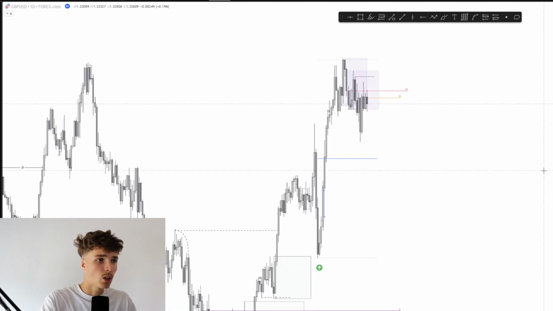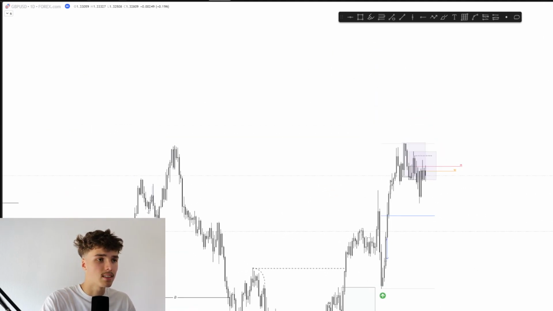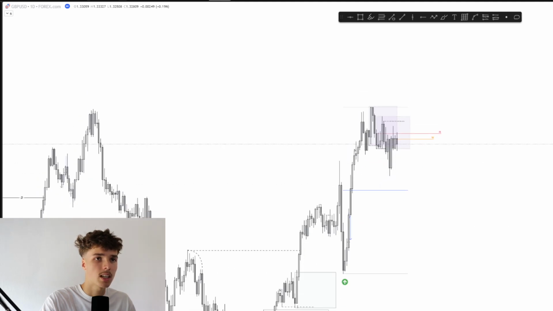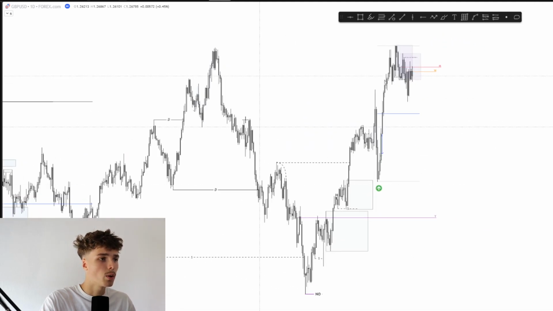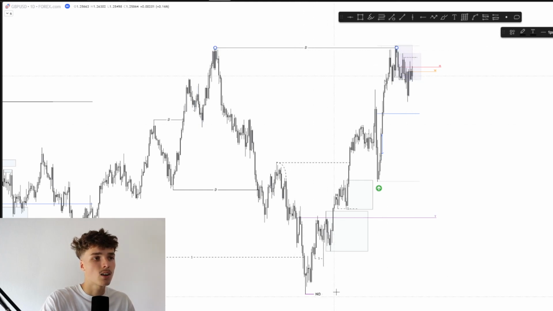If we start with the daily time frame, let's start with the basics, right? We are bearish. We broke here, okay? Swing low, swing high, got swiped, got broken, boom. This is our new swing high, and this is our swing low.